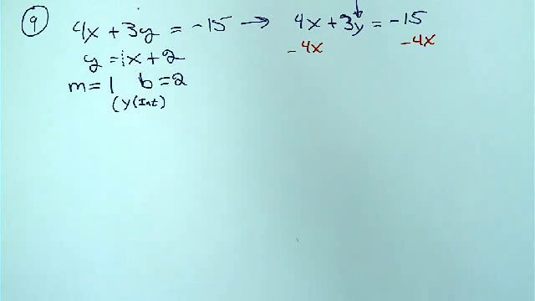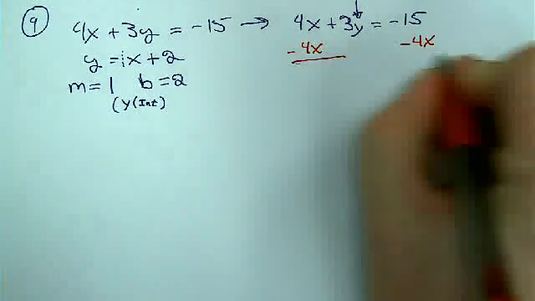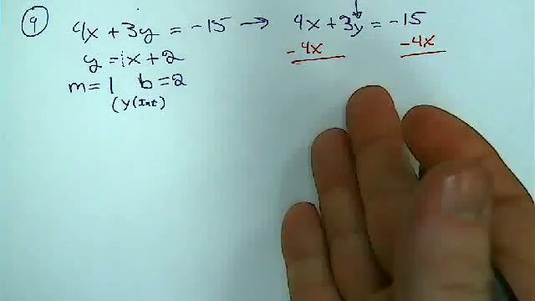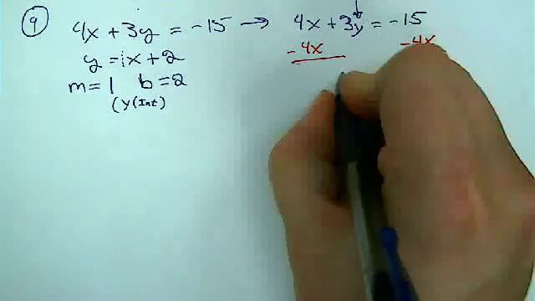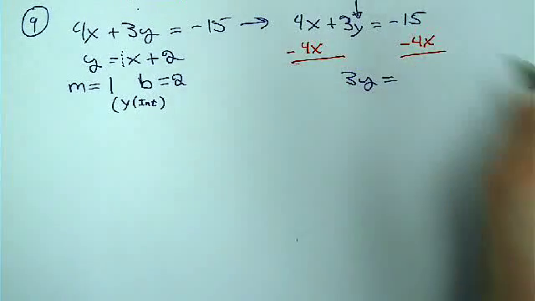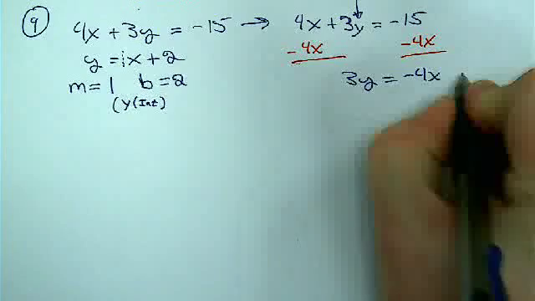Remember, I think I used this analogy. Think of an algebra problem like an onion. It has layers. You peel the layers away from the outside in. Yeah, like Shrek. Ogres have layers. Onions have layers. Algebra problems have layers. So 3y is equal to negative 4x minus 15.